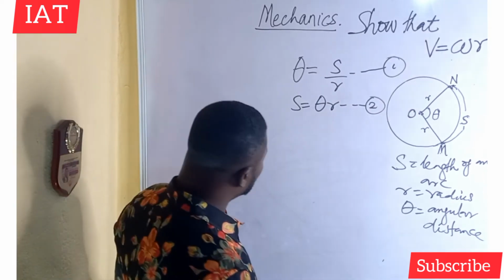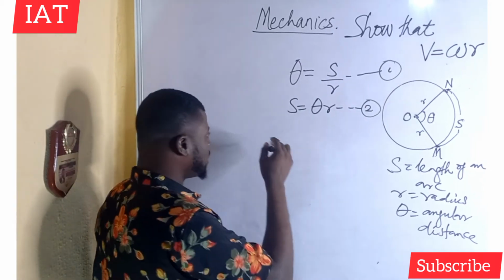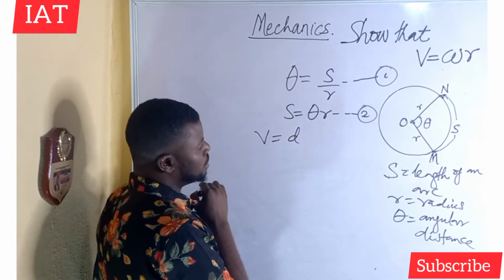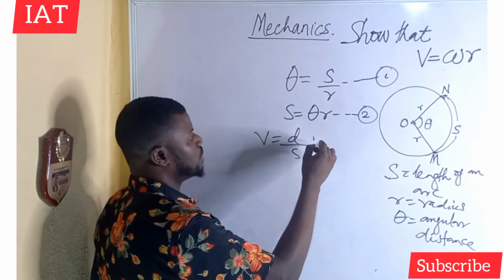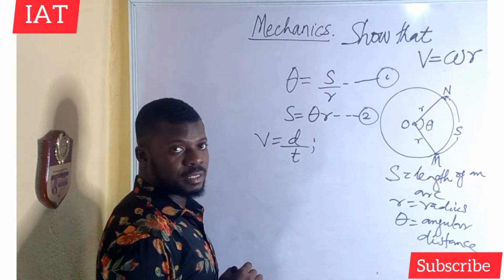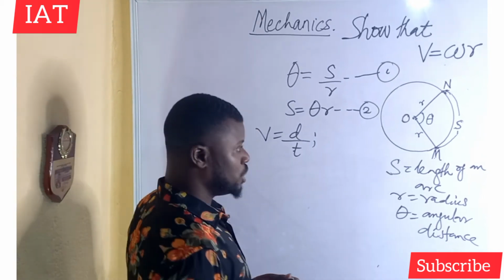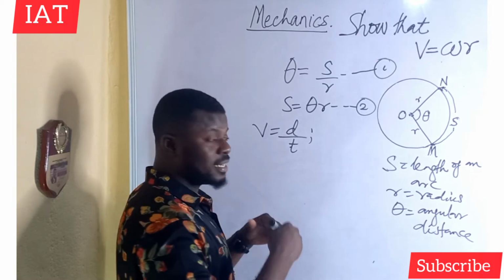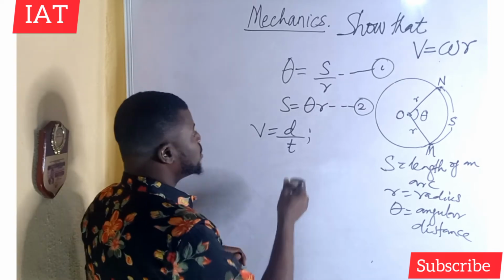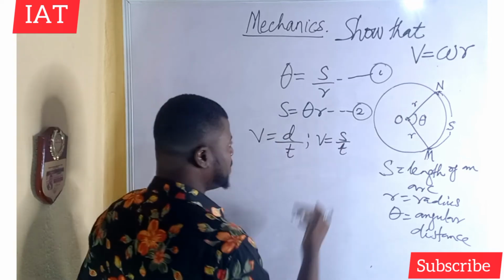Having gotten this expression, we need to do something else. In linear velocity, we know that linear velocity V is equal to d over t, where d is the displacement. Some could call it distance. The terms can be interchanged, but the difference between distance and displacement is that distance is a scalar quantity, whereas displacement is a vector quantity. So you can also write this expression as V equal to S over t. It's still valid. S stands for displacement.